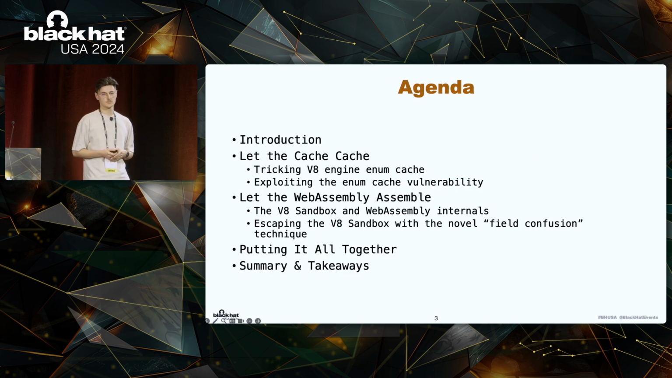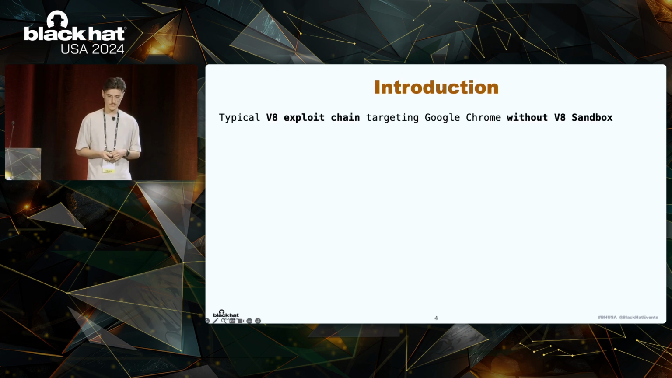So in this talk, we'll first introduce Google Chrome exploit chains based on V8 vulnerabilities and how they evolved since the introduction of the V8 Sandbox. Then we'll talk about the bug we used at Pwn2Own and how we actually exploited it. In the third part, we'll talk about the V8 Sandbox and how we escaped it to get render code execution. And then we'll end by giving you a summary and some takeaways and a quick demo of the exploitation on Chrome and Microsoft Edge. So let's start by taking a look at what a typical V8 exploitation targeting Google Chrome without the V8 Sandbox is looking like.